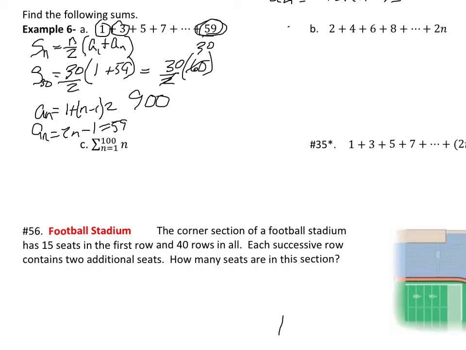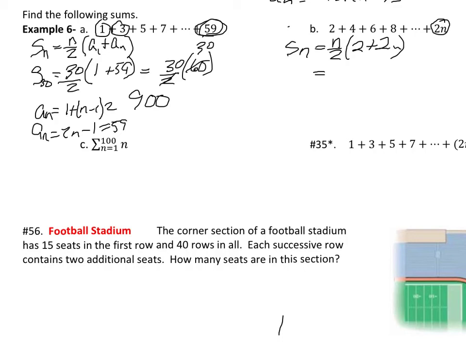Okay. All right, part B. So now our sum is going up to the nth term. So we have S sub n is equal to n over 2 times, what's my first term? 2. What's my last term? 2n. Okay, so what do I get here?